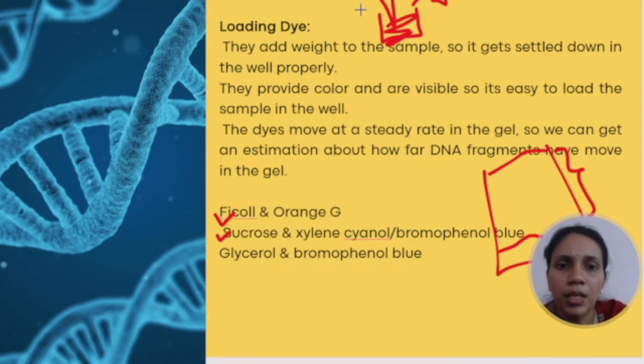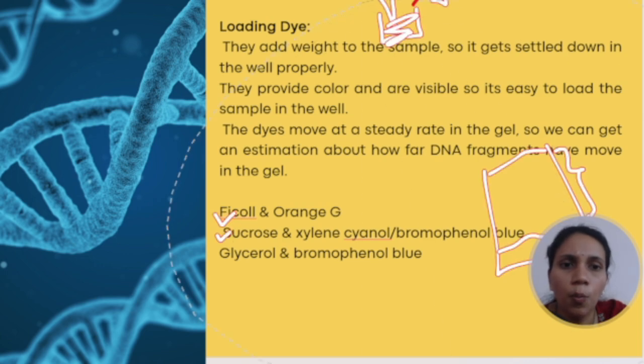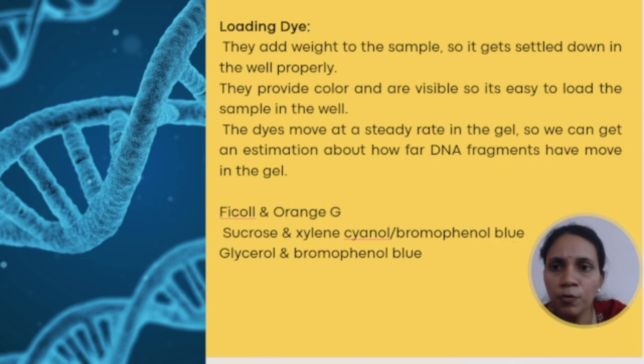If you see, there are two components involved over here. One provides the function of density and the second one gives the color. So Ficoll is going to give the density, Orange G is going to give the color. Sucrose again gives the density, and xylene cyanol or bromophenol blue will give the color. We have glycerol, which again affects the density, and bromophenol blue will give the color. This way we design the loading or tracking dye.